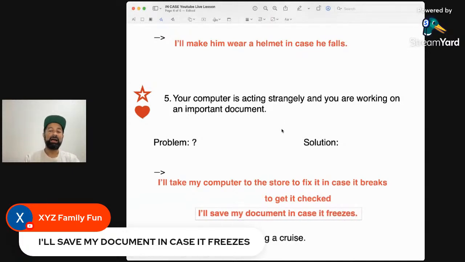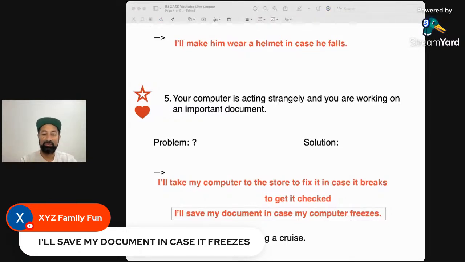Now, I would change one thing here. I would change the it to in case my computer freezes. If you use it, it sometimes means the document. So the document is not going to freeze. The computer is going to freeze. So I'll save my document in case my computer freezes.